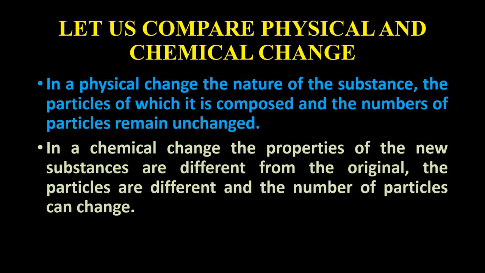Let us compare a physical change with a chemical change. In a physical change, the nature of the substance, the particles of which it is composed, and the number of particles remain unchanged. Whereas in a chemical change, the properties of the new substances are different from the original. The particles are different and the number of particles can also change.